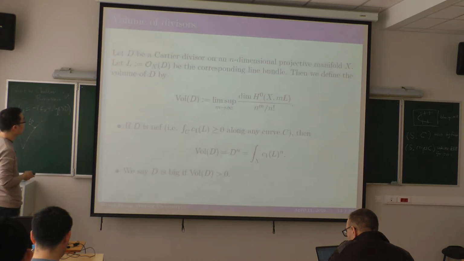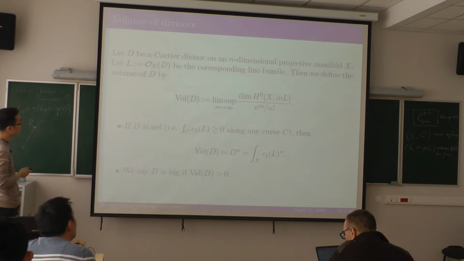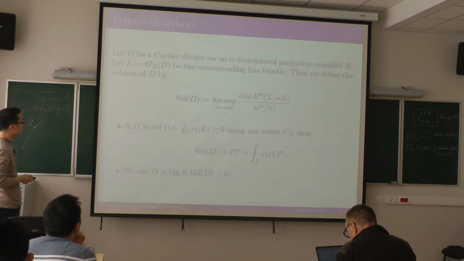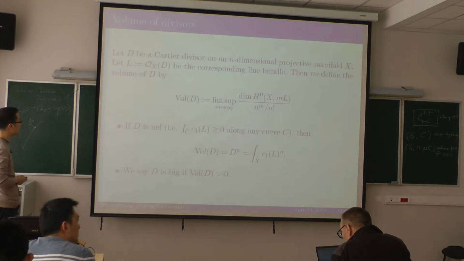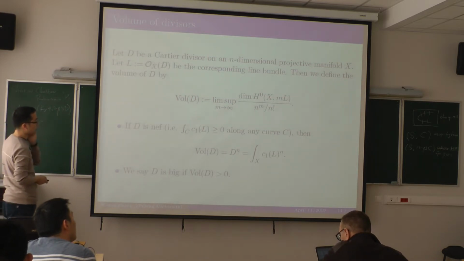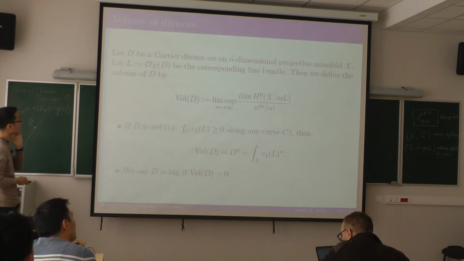So the first thing is the volume of divisor. That's a key concept in our computation, basically. But of course, this notion is quite standard, so let me just briefly recall. It just measures the asymptotic of the dimension of this linear system. So one thing to keep in mind is that suppose the divisor is nef, then the volume is simply given by the top intersection number. This is the standard fact from Riemann-Roch. And we say the divisor is big if the volume is positive. All these are standard notions, I believe.